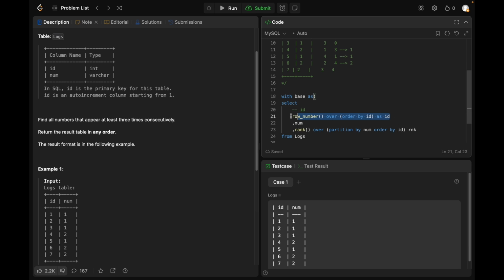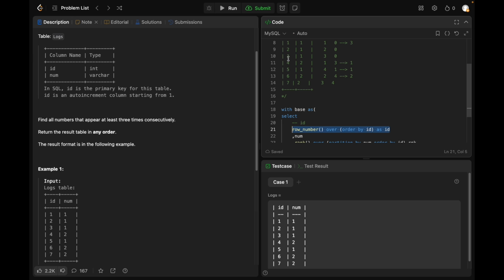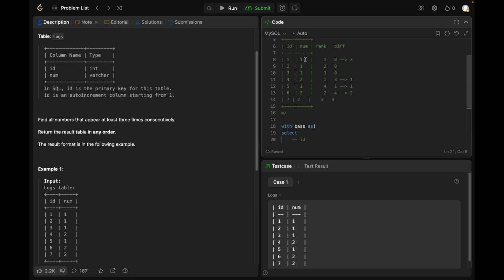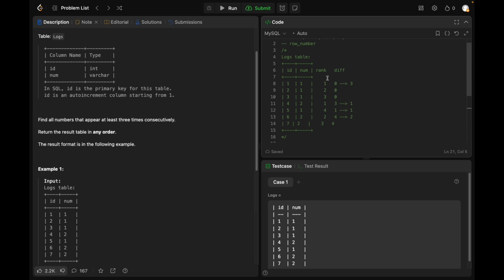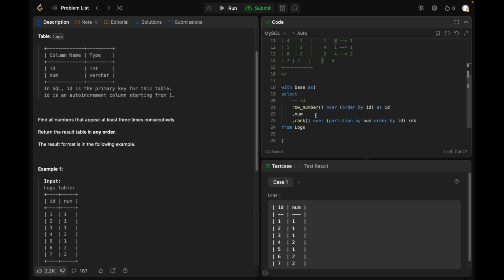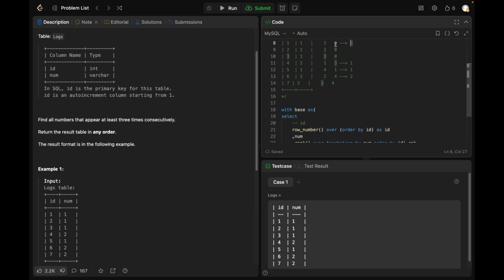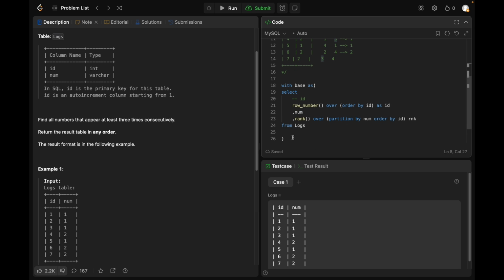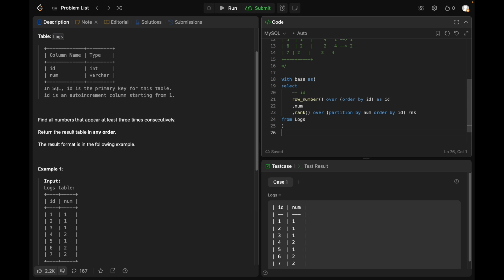So now we have our own ID, something like this, irrespective of holes. We have the num column, and then we have the rank. Again, the reason we're doing this is so we could compute the difference here and then group by the number of occurrences of the same values here. So now that I have this, I can compute the difference, but that has to be in a derived table. So we have this derived table here.